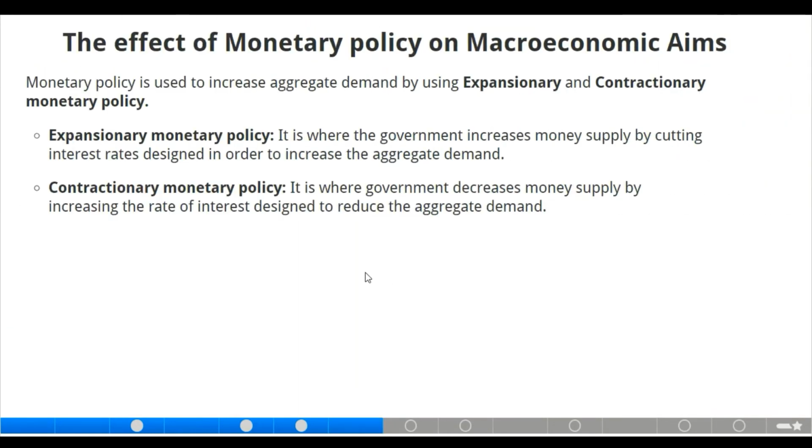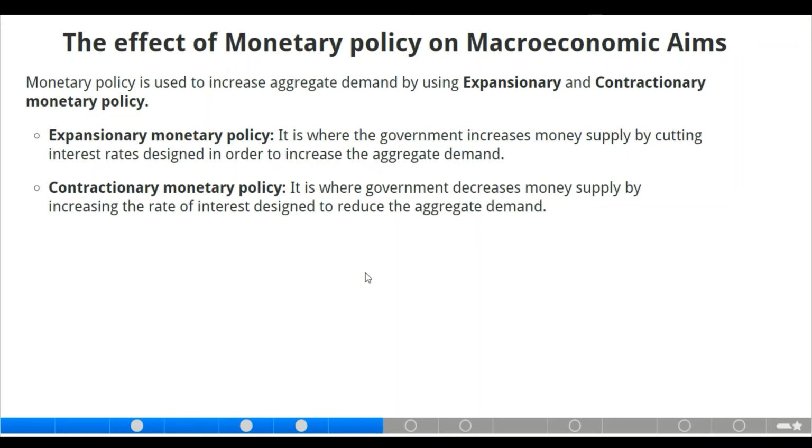Moving to the next slide, we now have the effect of monetary policy on macroeconomic aims. As we have the effect of fiscal policy on government aims, we also have the effect of monetary policy on government aims. Now, monetary policy is used to increase the aggregate demand by using expansionary and contractionary monetary policy. Remember, we have expansionary and contractionary fiscal policy also in our previous class. Now let us check what contractionary and expansionary monetary policy is talking about.